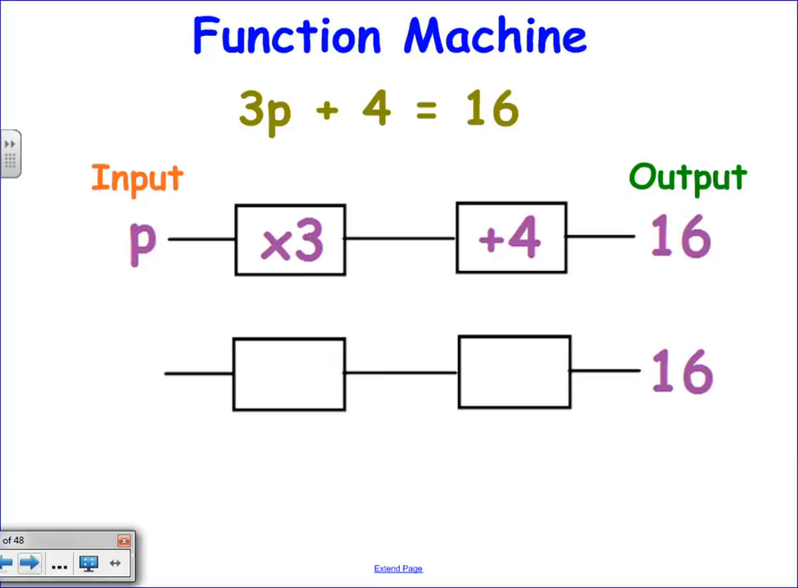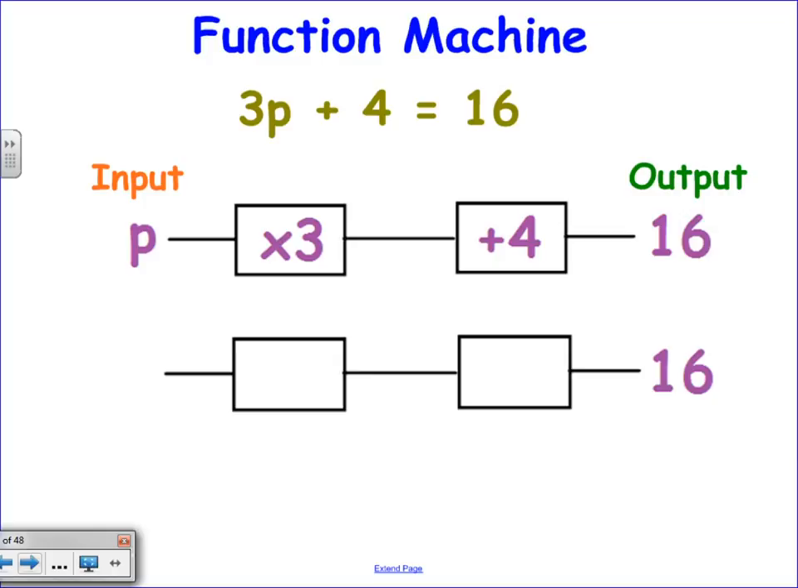Right. All a function machine is what you've just done with the flowchart method, but instead of writing what's happening to the variable above the arrow line, above the straight line, you put what's happening to the variable in a box. And it's as easy as that. So if they give you an equation 3p plus 4 equals 16, when we were doing the flowchart, I wrote times 3 above the line. All we're doing here is we're writing it into a box. So the function is essentially being boxed.